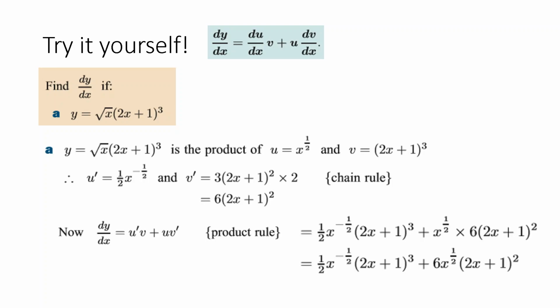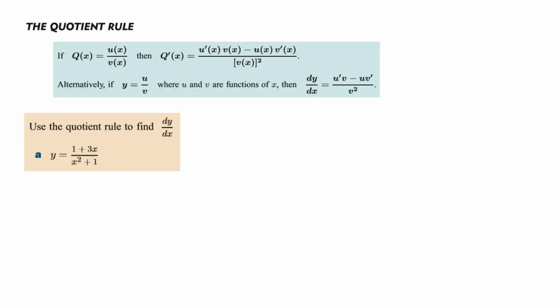So the quotient rule is another rule of differentiating that just helps us differentiate more complex functions. This is used when we are dividing two functions. So we can say that if q of x is equal to u of x over v of x, then q prime of x is u prime of x times v of x minus u of x times v prime of x, all divided by v of x squared. This might be hard to memorize, but after doing some questions, you'll get it.